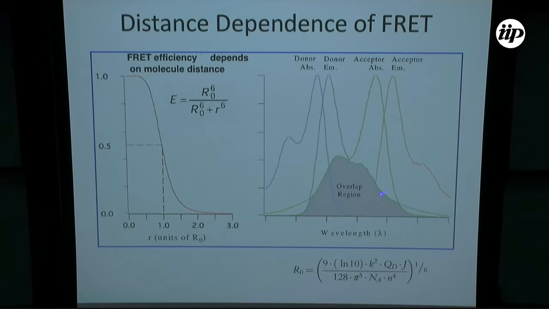Okay, so the larger this overlap, the larger is this R naught, which is the distance at which the energy transfer process has 50% efficiency, right? So the larger this R naught, the more efficient is the process, because you actually get 50% transfer at longer distances. Okay, so very simple. This parameter depends on many other things.